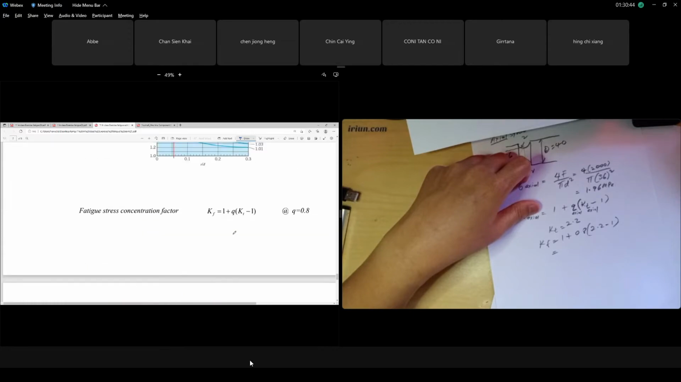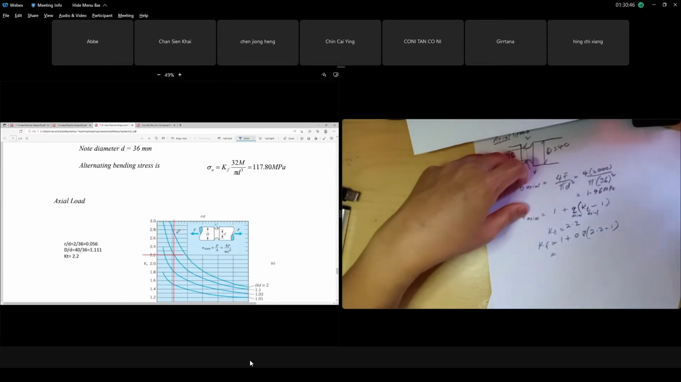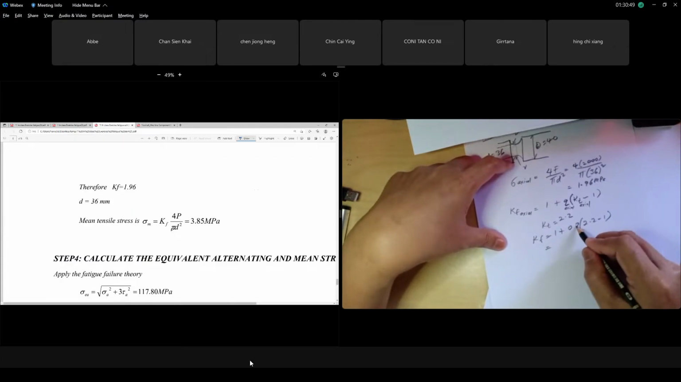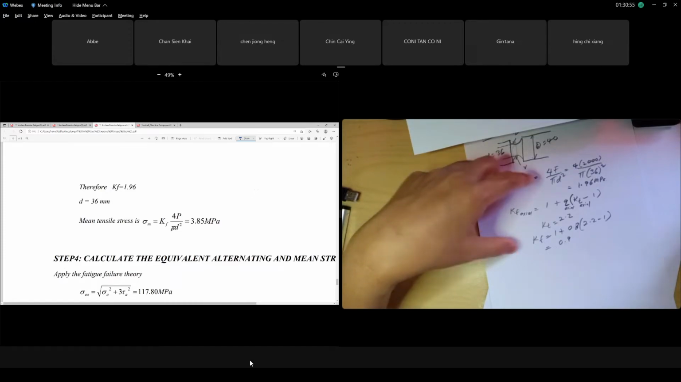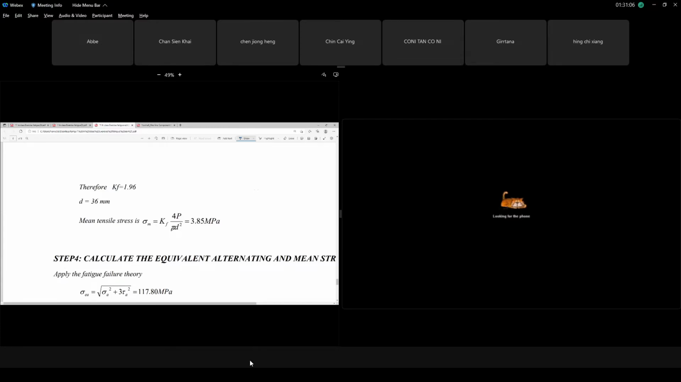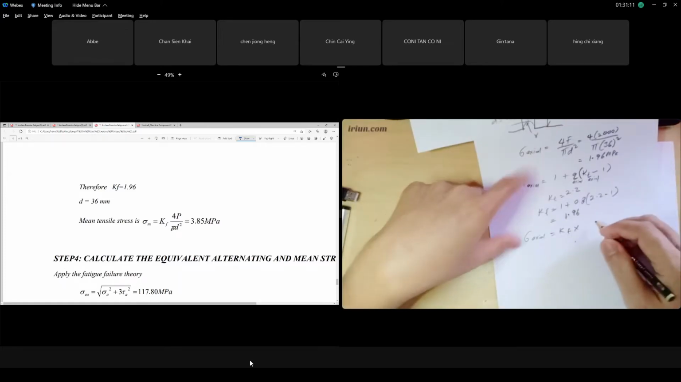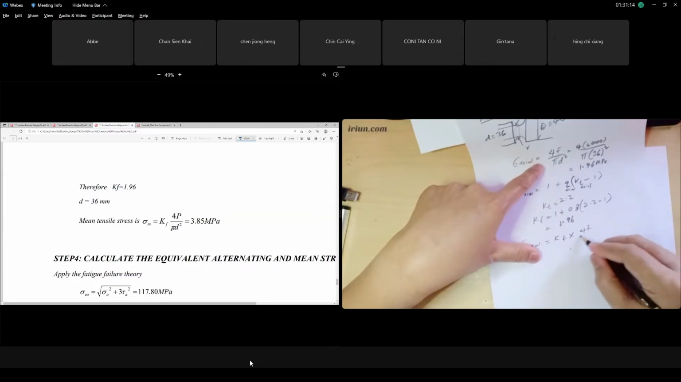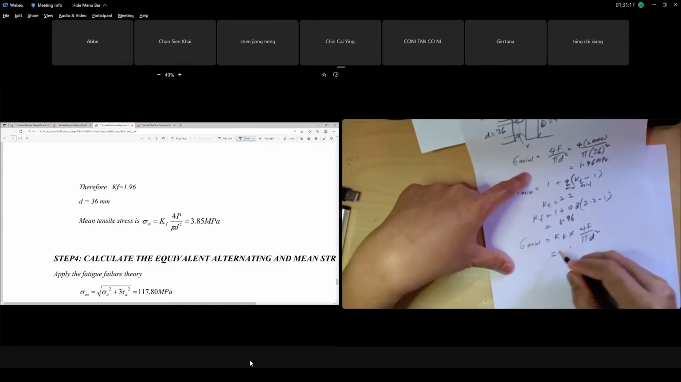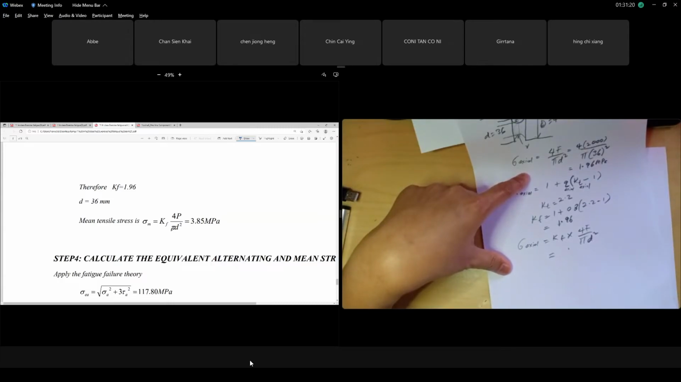So your Kf for axial load is 1+0.8(2.2−1), so Kf is 1.96. Okay, Kf is 1.96, because 1.96 is nominal without stress concentration factor. So your sigma axial is Kf times the F over πD²/4 that you calculated earlier, 1.96 times 1.96, the same value.